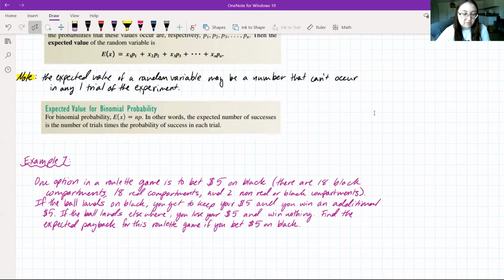Then we have our formula for expected value for binomial probability. For binomial probability, which was actually a section that we didn't go over, this definition is very important. We see that E of x is equal to n times p. In other words, the expected number of successes is the number of trials times the probability of success at each trial. So this would be if you're given some sort of population, or really any sort of number, and you're only given the probability of success. Then all you need to do is multiply those values together.